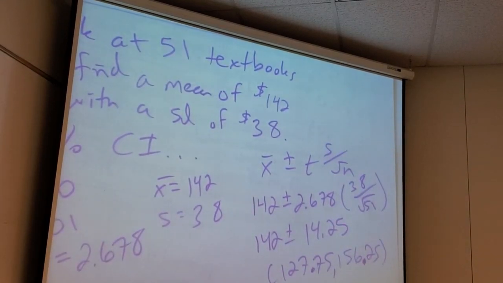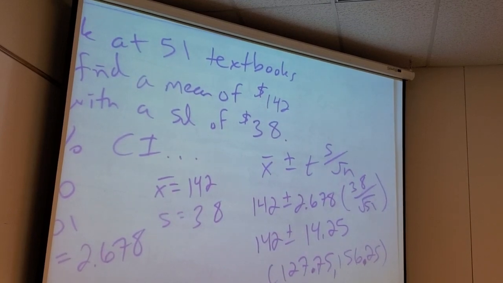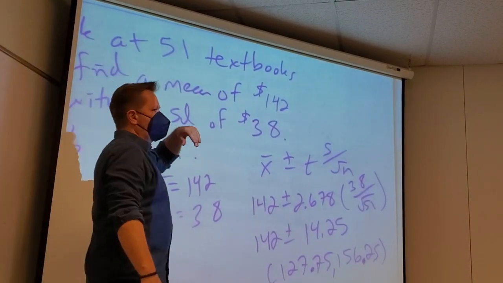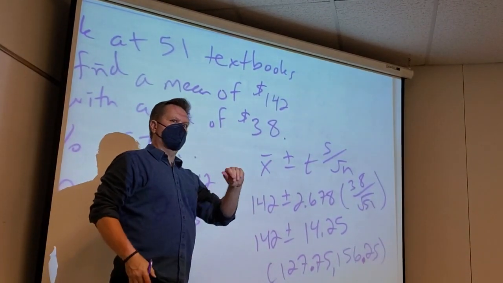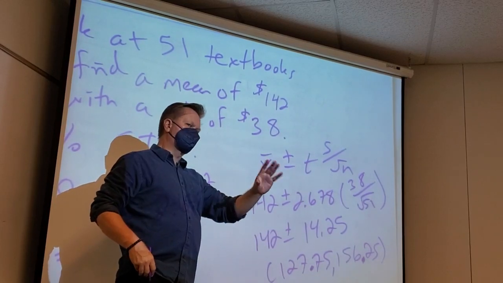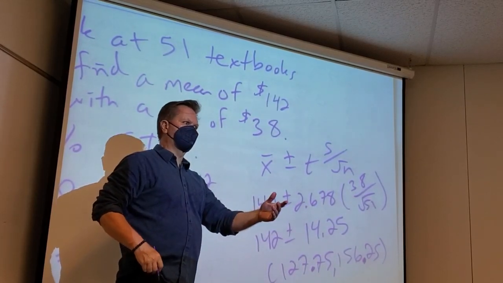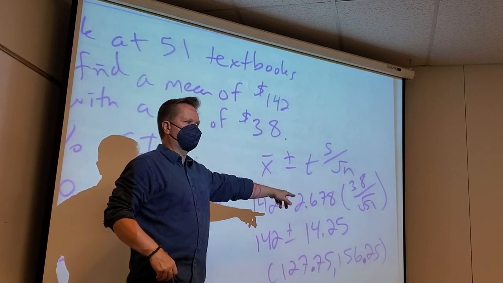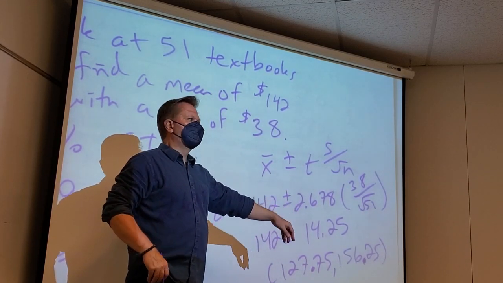Now, obviously, I did not just go to the bookstore. I did not just take 51 textbooks, so this is made up. But let's pretend like I did. If I've got $160 and I go to buy a textbook, should I feel decently confident that I will be able to get my textbook? Yeah, because 160 is more than the highest level of my confidence interval, right?